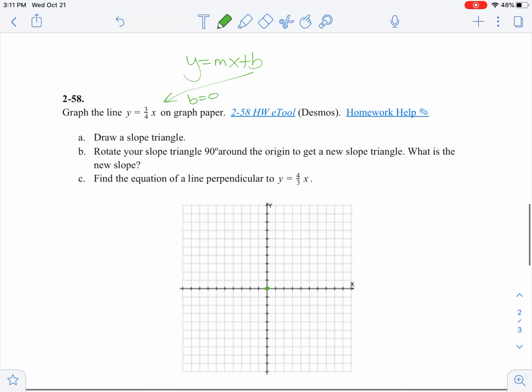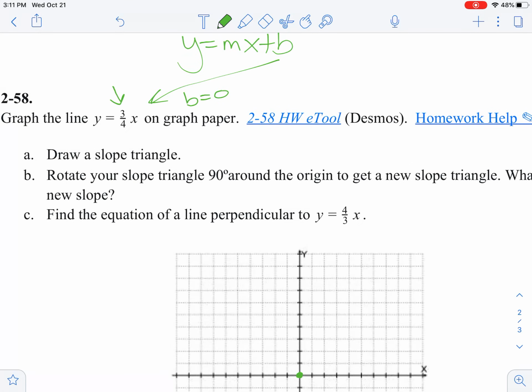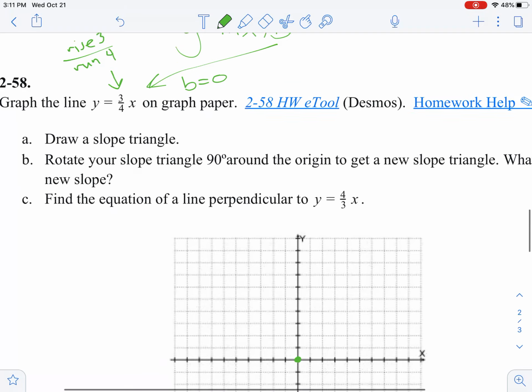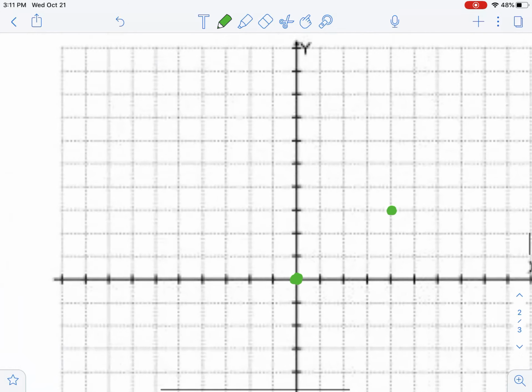Okay. Then next, we want to use the slope to figure out how much we're going to move. So we're going to rise 3 because it's positive, and we're going to run 4 since it's positive as well. So rise 3, run 4. So from that first point that I made, I'm going to rise 3, 1, 2, 3, run 4, 1, 2, 3, 4. And so there's the next point.